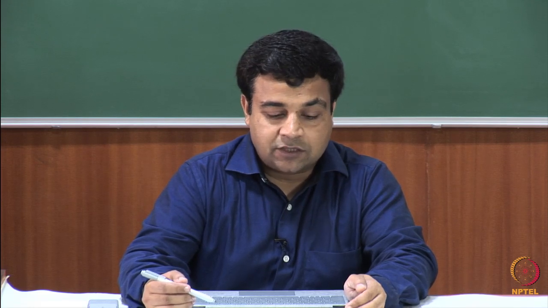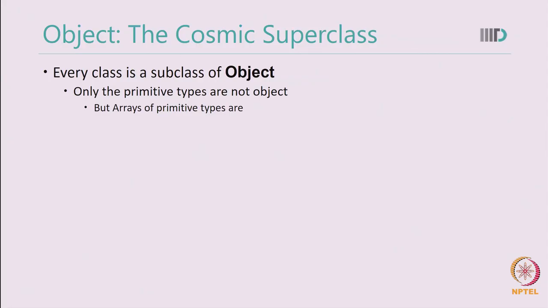In Java, we have a class called Object, which is the superclass of all the classes present in Java, which means that whatever class you make in Java is automatically a subclass of the superclass called Object. Only the primitive types in Java are not objects. The primitive types are what we studied in the first lecture: int, boolean, etc.